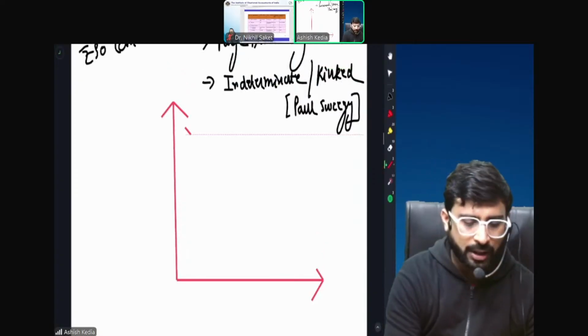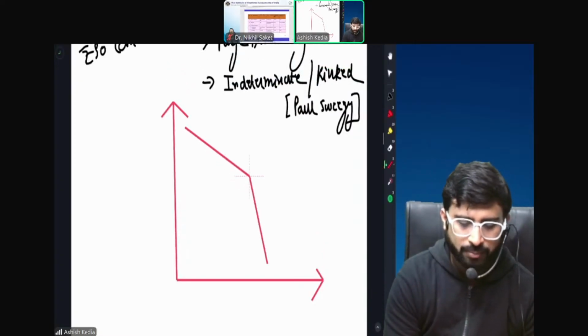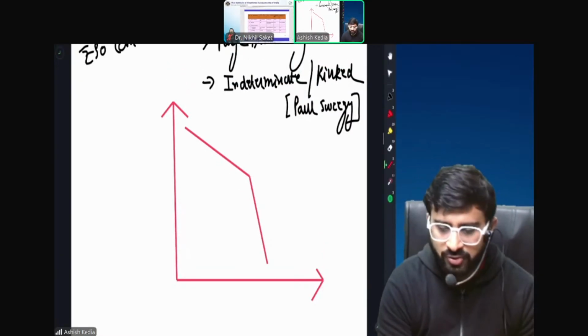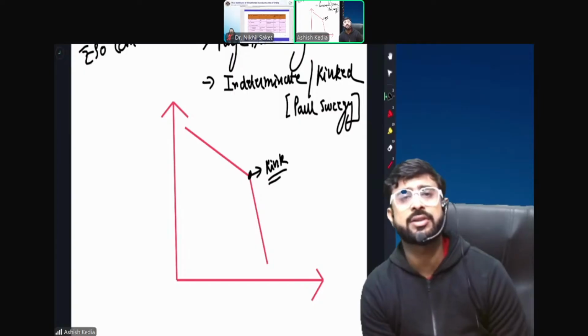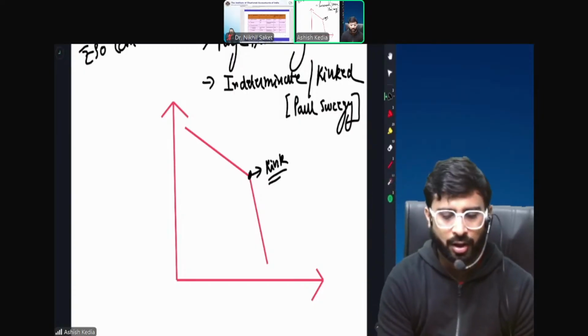So how does the demand curve look? Like this, and boom, like this. So see, there is a shape change here. This is called a kink because there is a change in shape here. This is the oligopoly market structure, right?